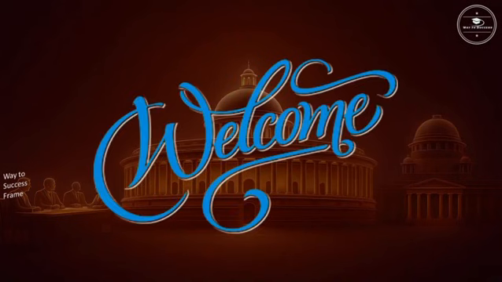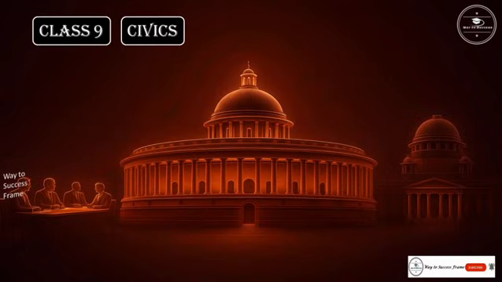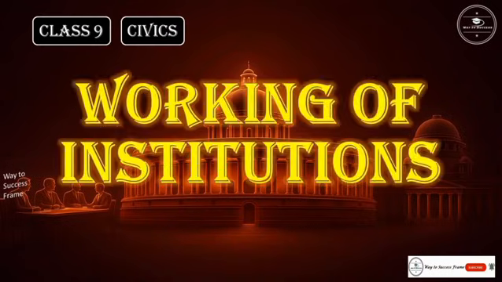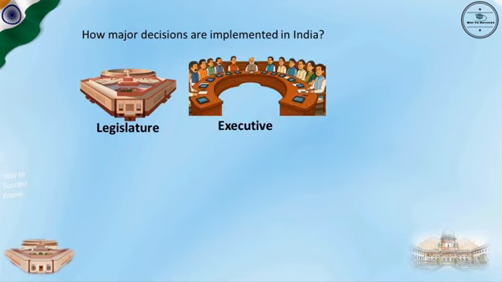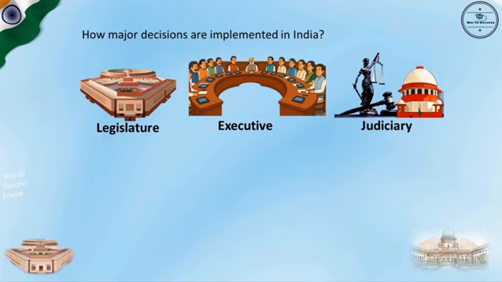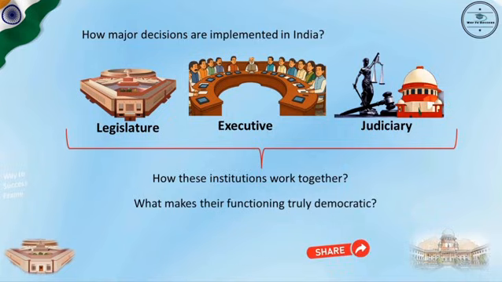Friends, welcome back. In today's video, we will be exploring Class 9 Civics, Chapter: Working of Institutions. Here you will learn how major decisions are implemented in India through key institutions such as the legislature, executive, and judiciary. We will also understand how these institutions work together and what makes their functioning truly democratic. So, let's dive in and understand this chapter in a simple and easy way.